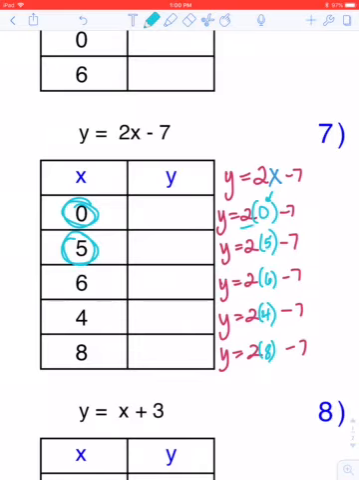Now, this does not mean 20 minus 7. That's not what that means. It means 2 times 0 minus 7. Well, 2 times 0 is 0, minus 7 is negative 7. Next one, 2 times 5 is 10. Minus 7 is 3. Next one, 2 times 6 is 12. Minus 7 is 5. 2 times 4 is 8. Minus 7 is 1. And 2 times 8 is 16. Minus 7 is 9. Okay?